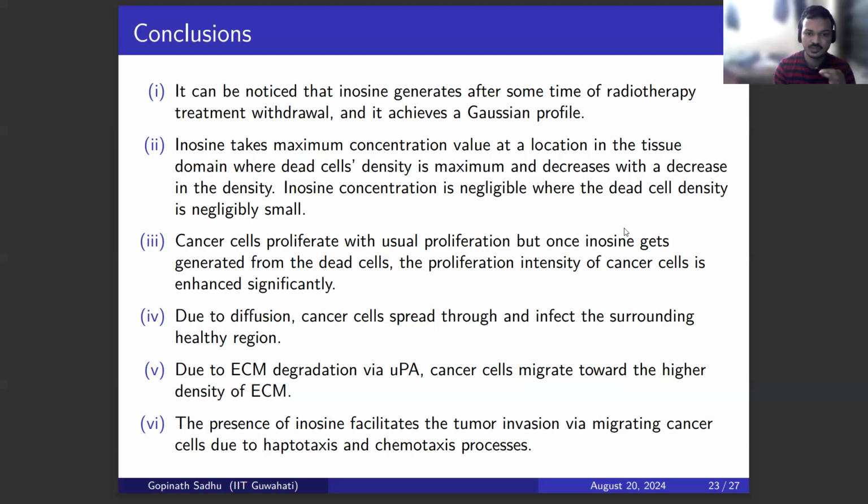And due to diffusion, cancer cells spread through and infect the surrounding healthy region. And due to ECM degradation via uPA, cancer cells migrate toward higher density of ECM. And the presence of inosine facilitates tumor invasion by migrating cancer cells due to haptotaxis and chemotaxis processes.